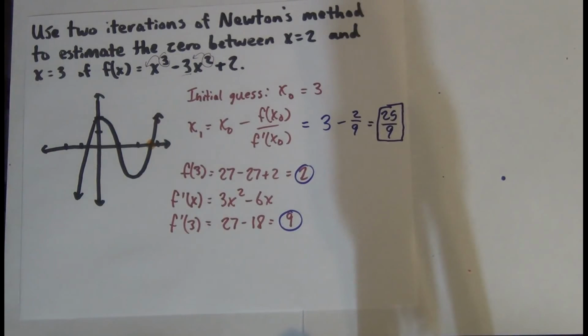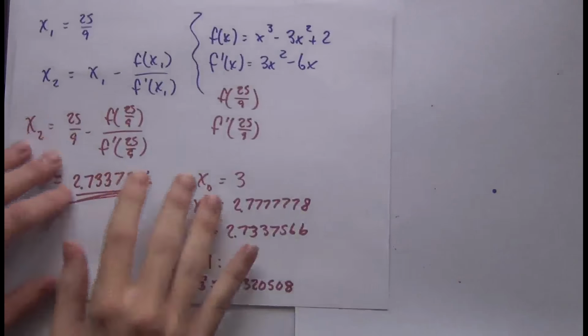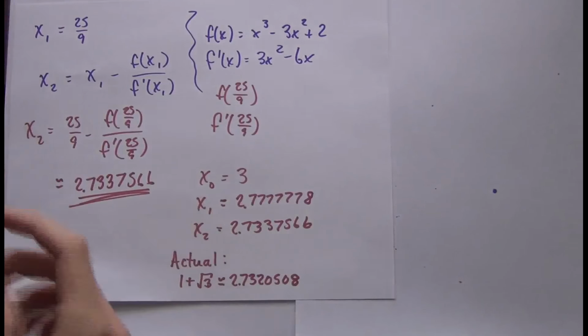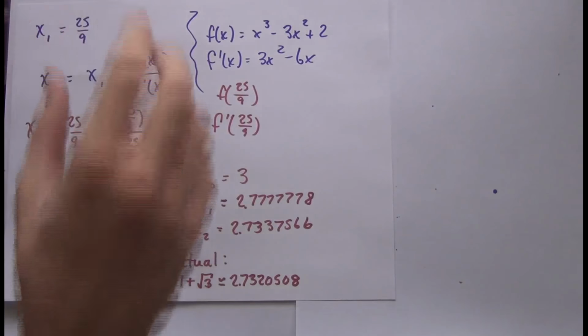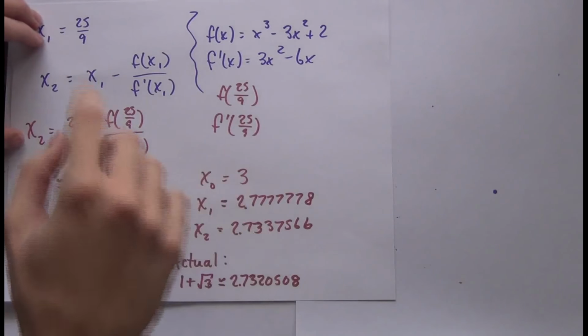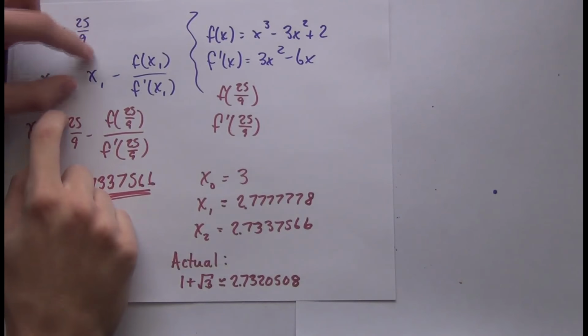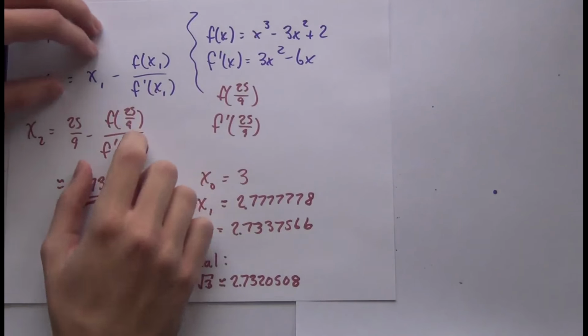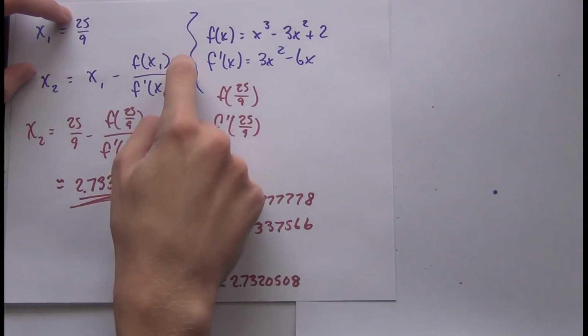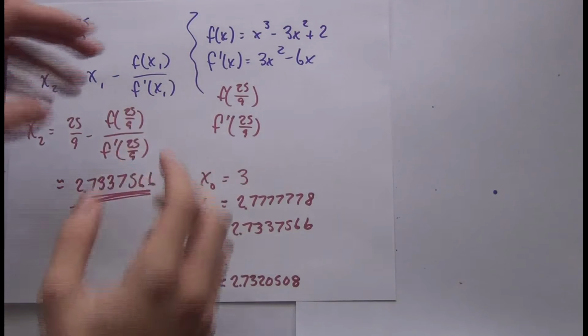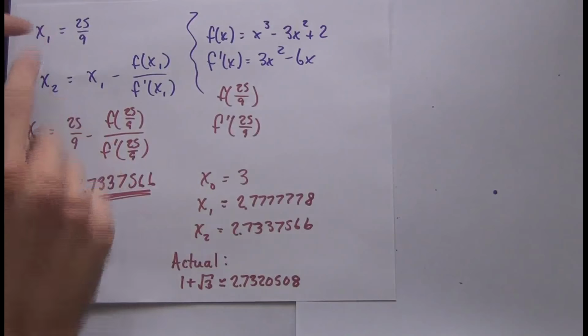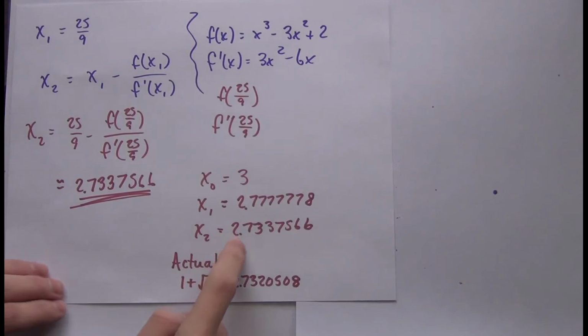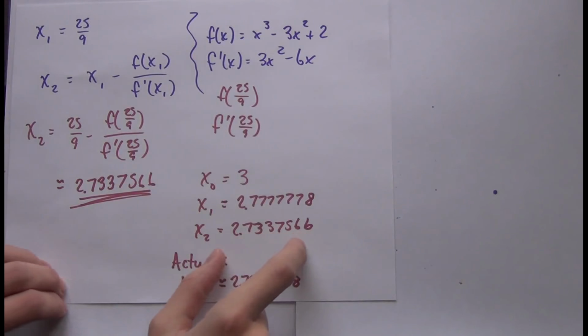Alright, so I'm going to show you the process, the setup method, and the final answer for doing this again, but I'm not actually going to do the computations because it's going to get really, really messy. Alright, so I actually ended up doing the work for you. If you plug your first guess of 25/9 into this equation, according to Newton's method, your second guess is going to be this first guess minus f of 25/9 divided by f prime of 25/9. I evaluated all of that for you, and I got an answer of 2.733756.